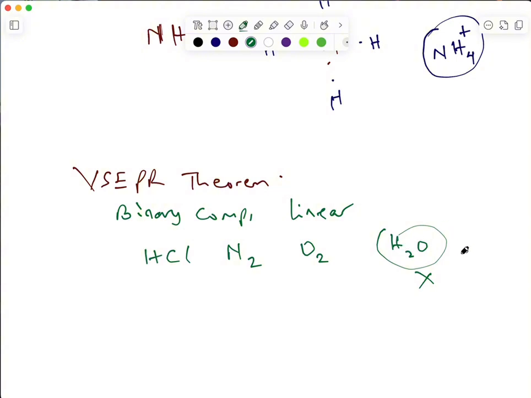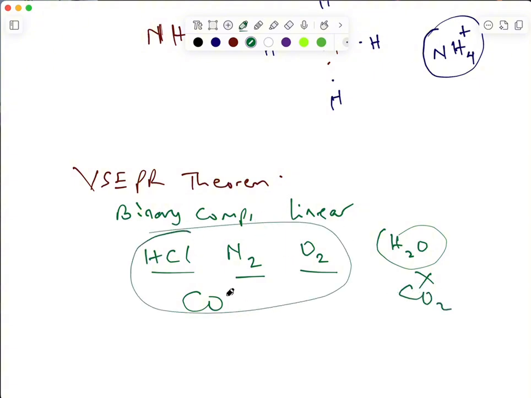Yeah, it is only hydrogen and oxygen, but there are three of them. So two atoms of hydrogen and one atom of oxygen. So this guy does not follow. But for HCl, N2, O2, CO, CO2 does not also follow. But all of these guys, they are binary, and therefore their shape is always going to be linear. So now let's proceed to the three guys.